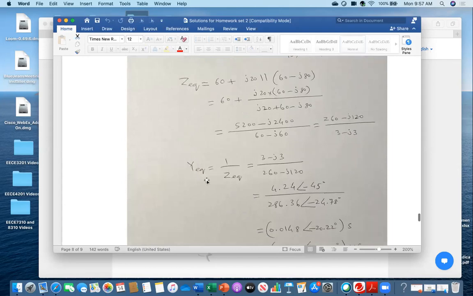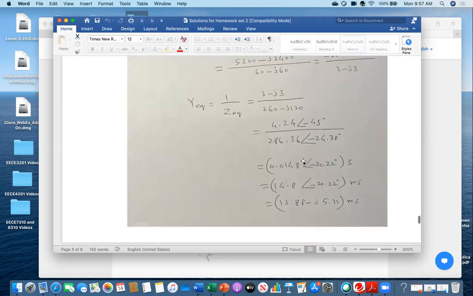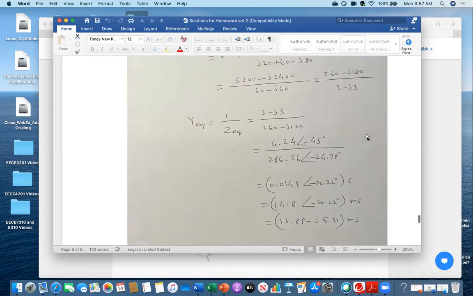But I have to find Y in. So Y equivalent is 1 over G equivalent. So just 1 over this means this will go in the numerator, this will be the denominator. Then manipulate. The unit is in Siemens or mho, so I changed into millisiemens. So the result is in millisiemens. You might leave it in this format or in this format. It does not matter. I just showed both formats, polar and rectangular. Everybody, could you follow me? Do you have any questions, comments? Is this one fine?